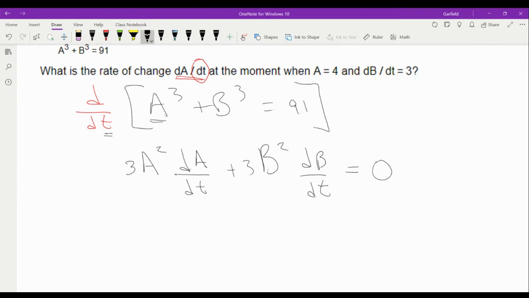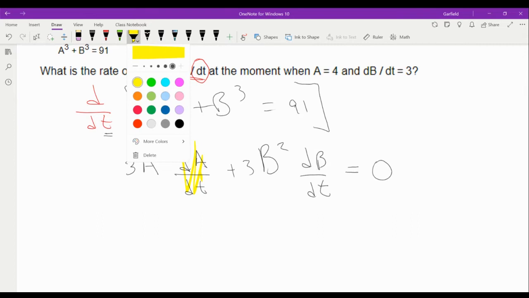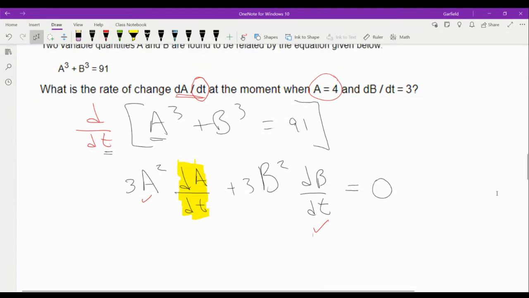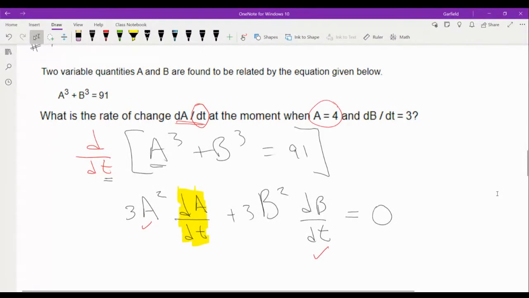So what are we trying to find? We're trying to find dA by dt. This is what we're trying to find. And they've given us a few things. So they gave us A is equal to 4, so we can substitute for A. They've given us dB by dt, which is equal to 3. But we're still missing the B. You guys see that? We still need to find B in this problem. How can we find B from this problem?